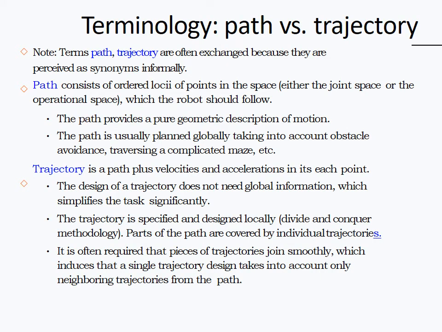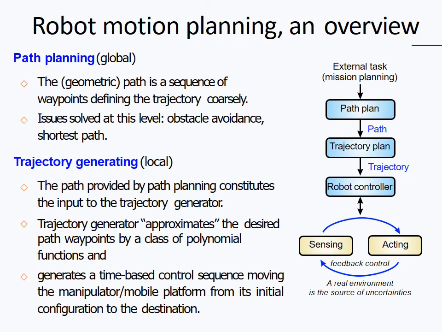Next one, terminology between path and trajectory. So a path consists of a locus of points in the space, either the joint space or the operation space. The path provides a pure geometric description of motion. The path is usually planned globally, taking into account obstacle avoidance. The trajectory is a path plus velocity and acceleration at each point.